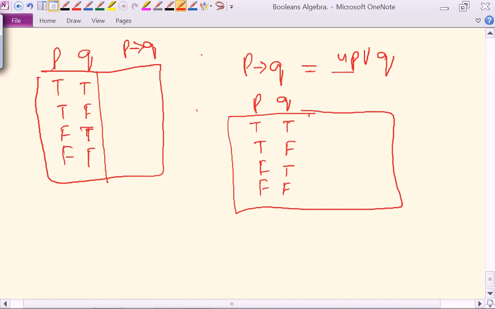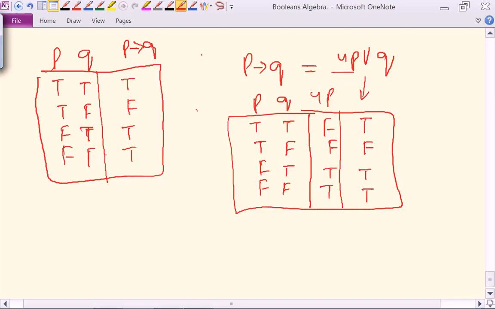Now what we do is we say not P. What is not P going to be? That's going to be false, false, true, true. And with the Q now, you have not P and you have Q, just order them together to get this. So this will be true, false, true, true. That is equal to P implies Q. So here this is true, false, true, true.